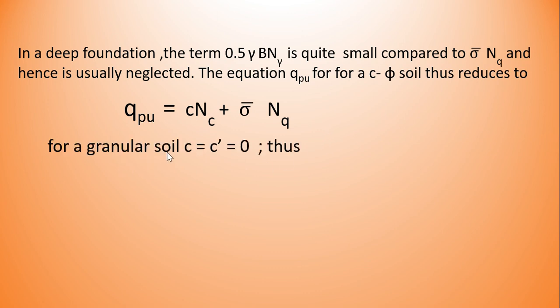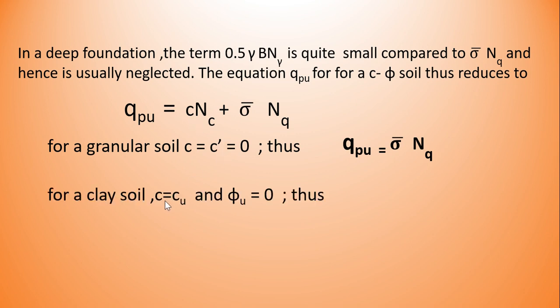For a granular soil, c, that is unit cohesion, is equal to effective cohesion, which is equal to 0. Thus the equation becomes QPU is equal to sigma bar Nq, because this c is 0 for a granular soil. Cohesion will become 0 for granular soil.